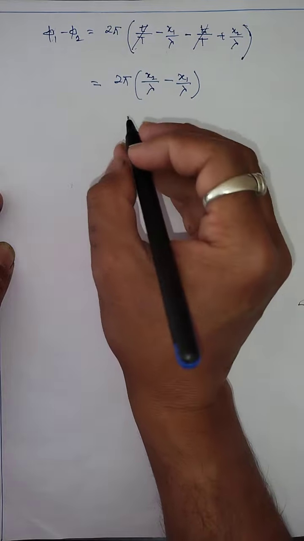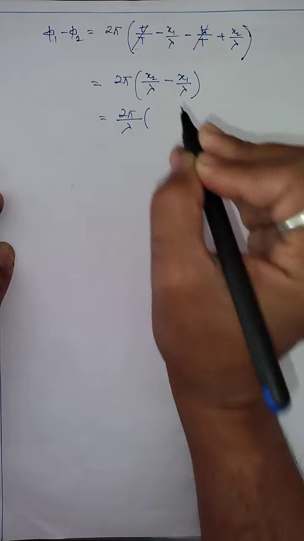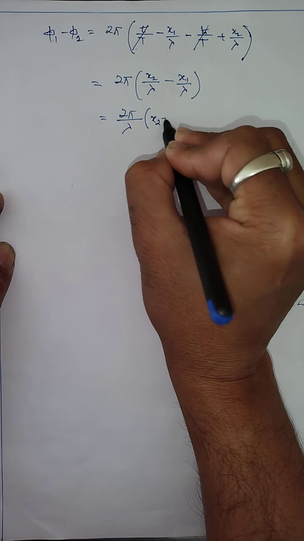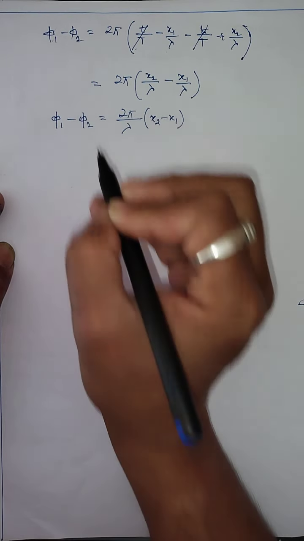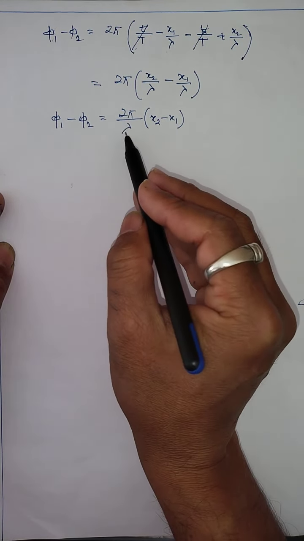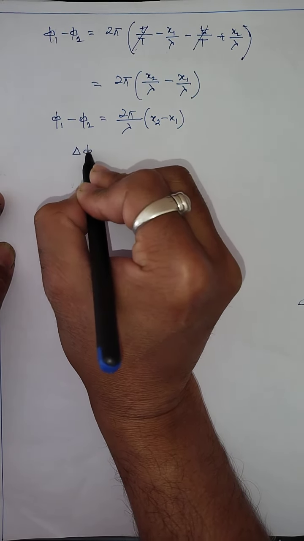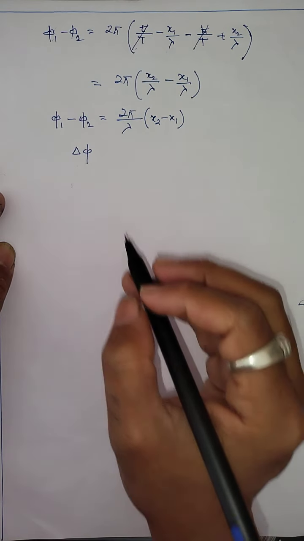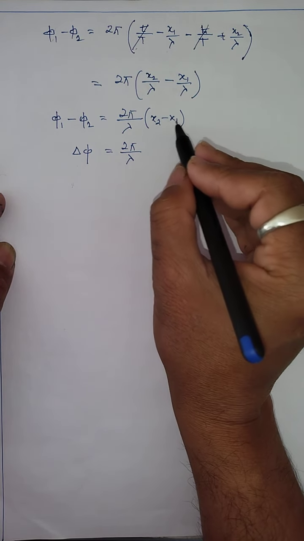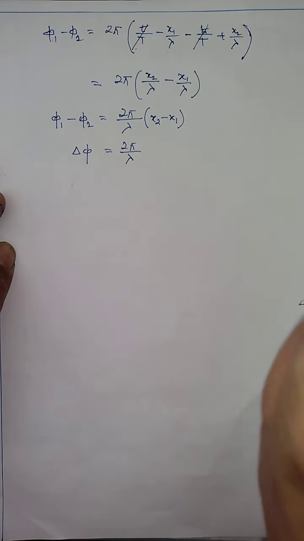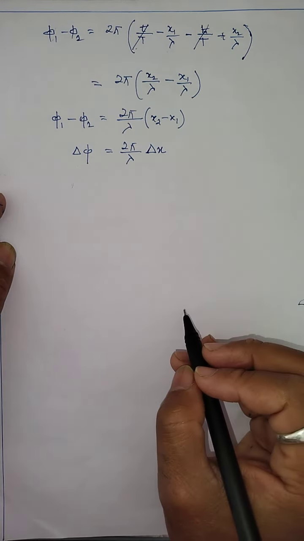But you can see lambda is also common, so taking lambda in the denominator, inside the bracket we have x2 minus x1. So phi 1 minus phi 2 equals 2 pi by lambda bracket x2 minus x1. Now this phi 1 minus phi 2 is expressed by delta phi, and this delta phi is the phase difference corresponding to 2 pi by lambda, and this x2 minus x1 is the difference in the position of the particles from the mean position, and this is actually called the path difference, and we express it by the letter delta x.